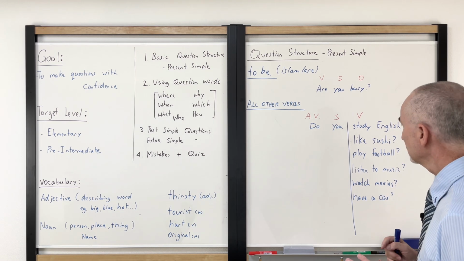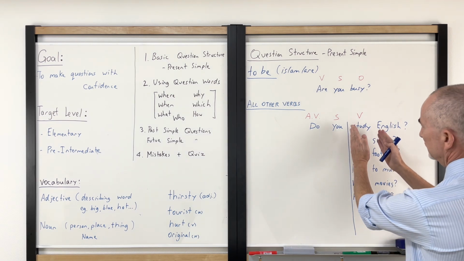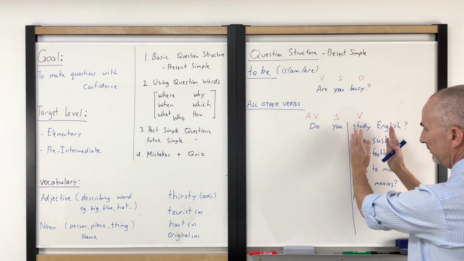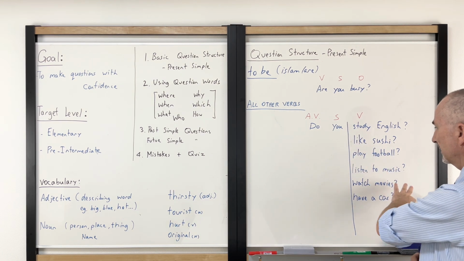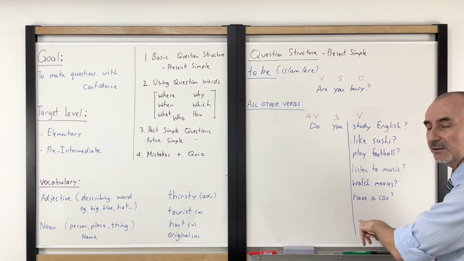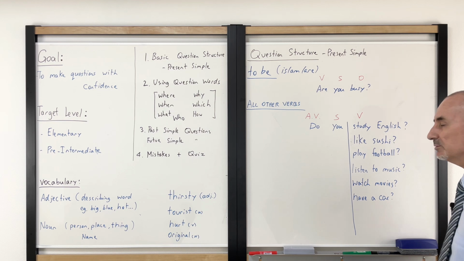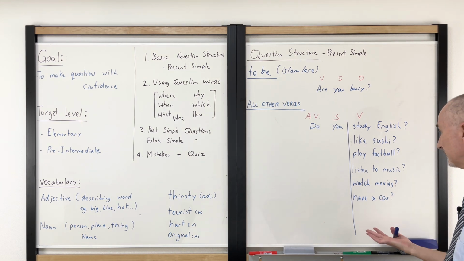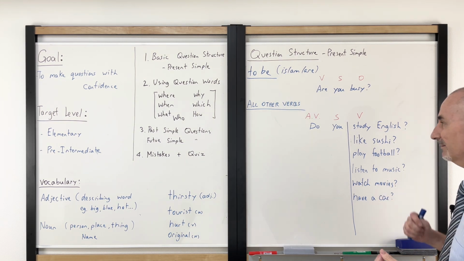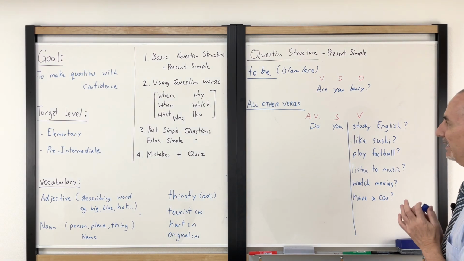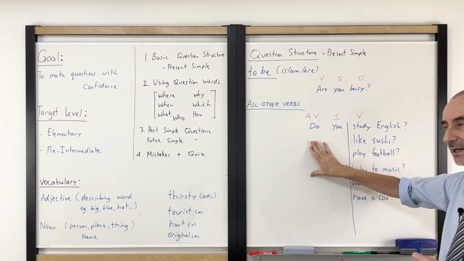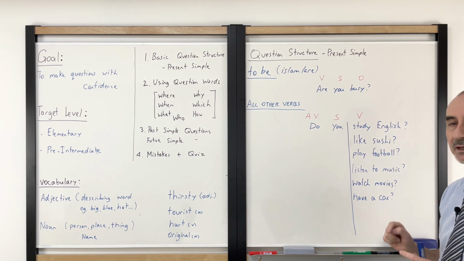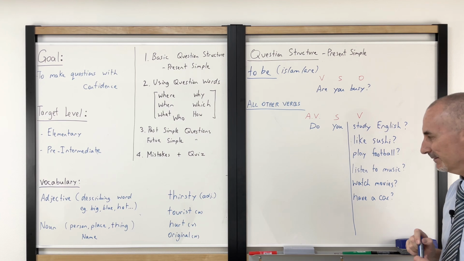Okay, so all I have done is change this part of the question structure. I've changed the verb, and of course I need to change the verb's object. So we have, do you like sushi? Do you play football? Do you listen to music? Do you watch movies? Do you have a car? Okay, now the auxiliary verb also conjugates, just like be verb. So let's have a look at that.